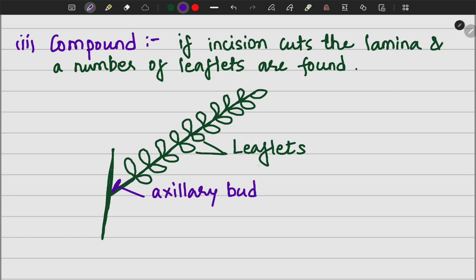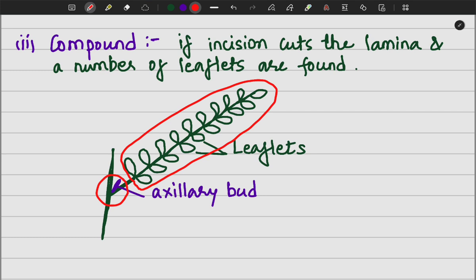But at the axil of leaflets, no axillary bud would be found. So as we can see here, in the leaflets there are no axillary buds, but at the axil of the leaf there is an axillary bud. So that shows that this whole thing is not a leaf, but these are leaflets. One single leaf is incised or cut into a large number of leaflets.